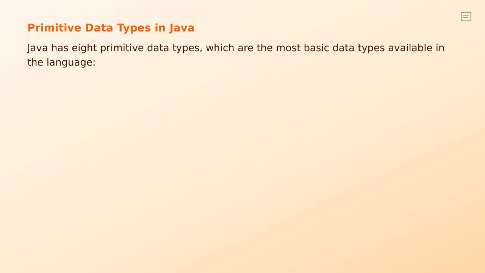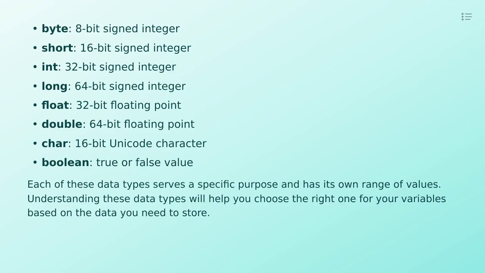Let's move on to primitive data types in Java. Java has 8 primitive data types, which are the most basic data types available in the language. You'll see a few items listed here. First, byte, 8-bit signed integer. Next, short, 16-bit signed integer. Also, int, 32-bit signed integer. Take a moment to read the rest on screen.